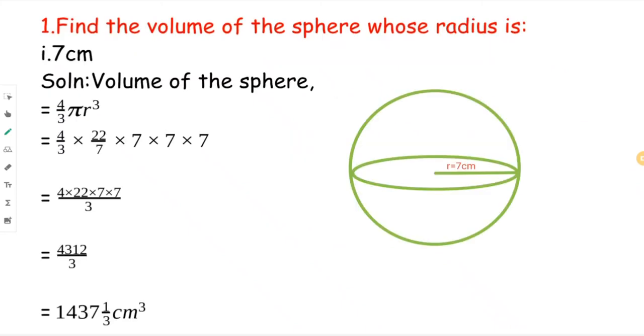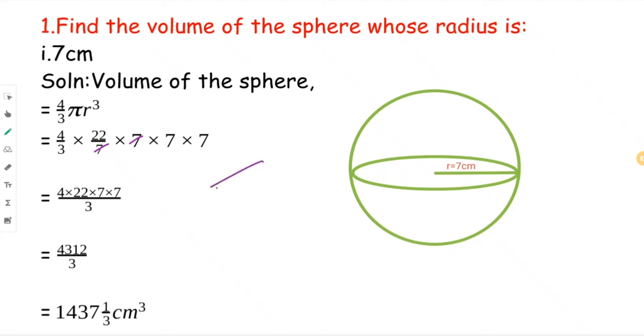Alright, now let's start with the questions. First question: find the volume of a sphere whose radius is already given to us, right? So we just have to put it directly in the formula for the volume of a sphere, 4 by 3 pi r cube. So I write the values, 7 on 7, 7 on 7. We can't cancel anything, so you multiply 4 into 22 into 7 into 7. We're going to get 4312 divided by 3.